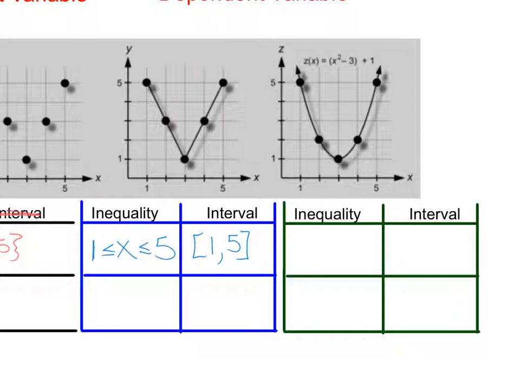Now, what about our range? It's going to look basically the same, except in this case, y is between 1 and 5 inclusive, but the interval actually does look identical, because y is also going from 1 to 5. So this notation, this interval notation, is something that I want you to be able to use.